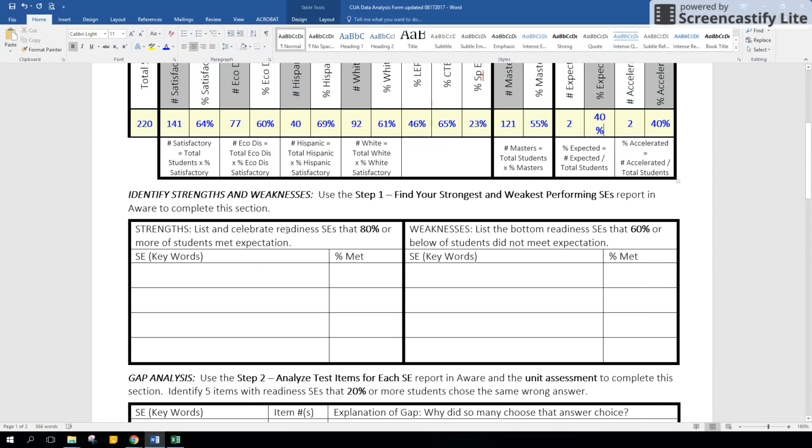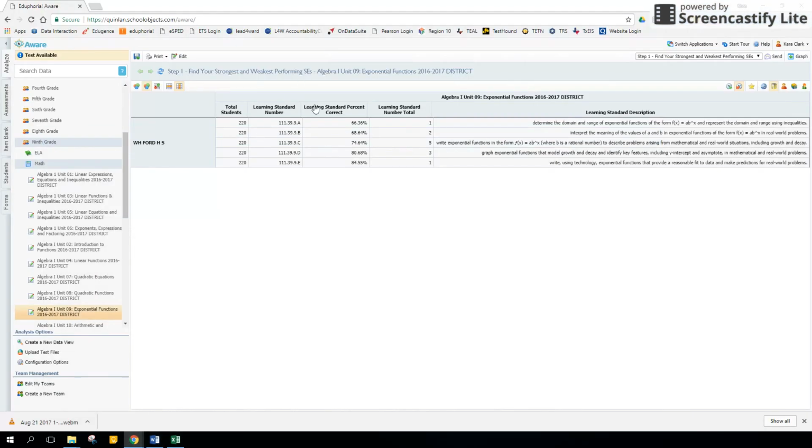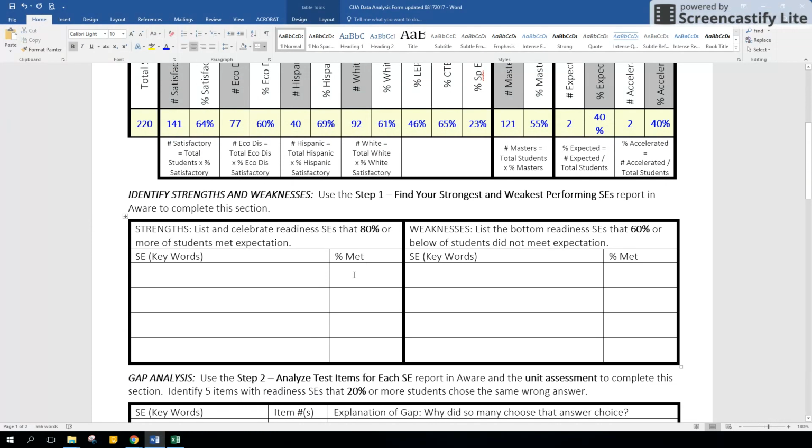Looking at this report, I am looking for strengths and weaknesses. I'm going to start with my strengths, and this is going to be any readiness SE that meets 80% or more of students. So, looking at my list of percentages, I have 2. The bottom 2, both are 80% or higher. So I'm going to first start by recording my percentage, 80.68. I'm going to round that up to 81%.